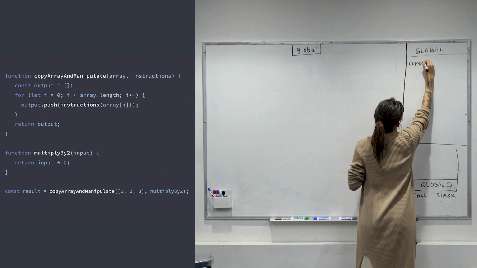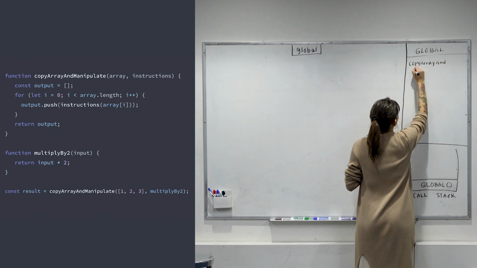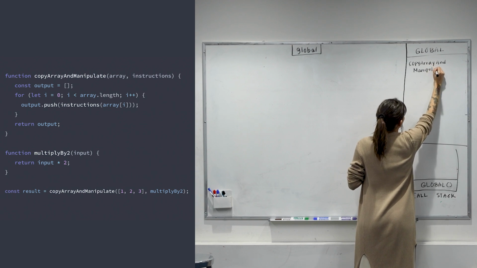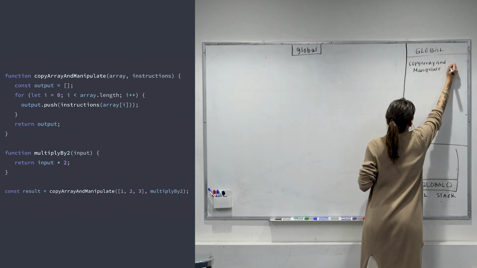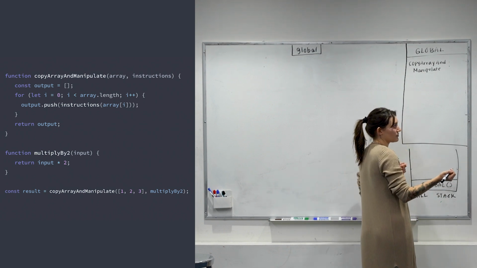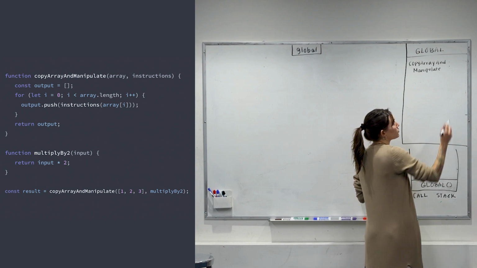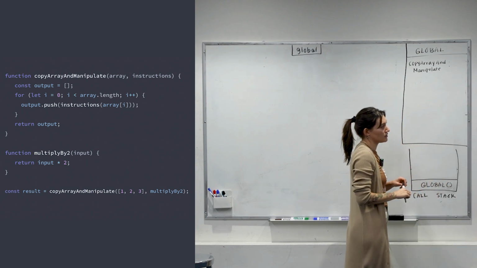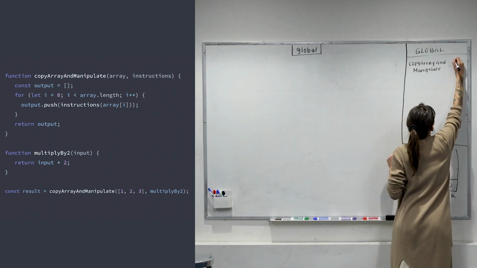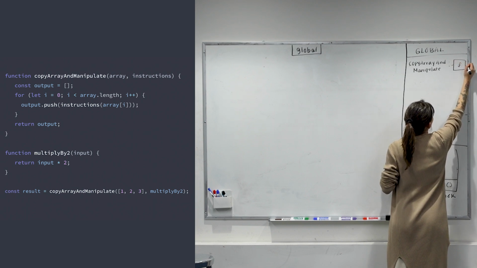Copy array, and all right, cool. And what are we storing as the value of this? You have the parameters, array, and instructions. Okay, but more so, what am I going to store over here? You're storing a function definition. Super, absolutely. So everything inside of those curly braces, we're storing inside of here.